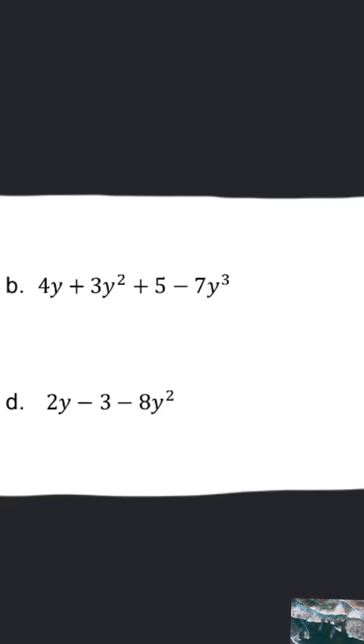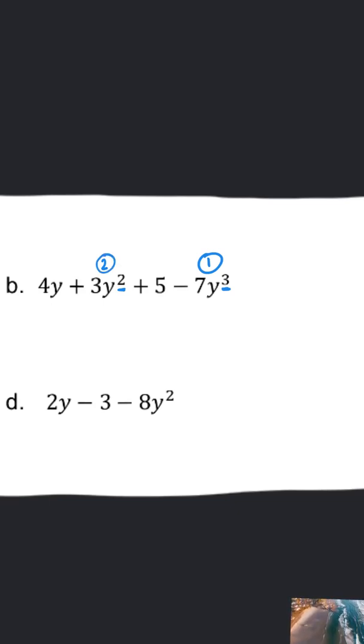Okay, letter B. So instead of color coding things, I'm just going to label them 1, 2, 3, 4 until I write it all out. So the first term that we're going to write is negative 7y cubed, because that is the highest exponent that I see. So this is going to be my first term. And then after cubed, I see squared. So this is going to be my second term.